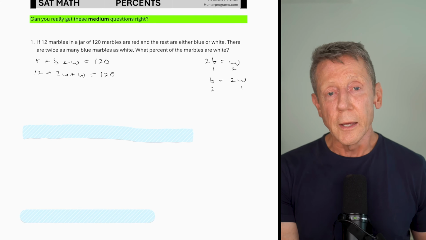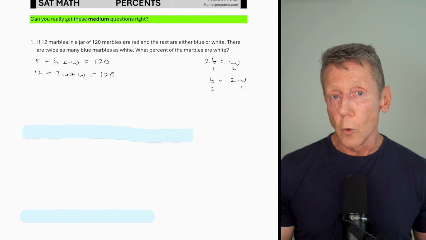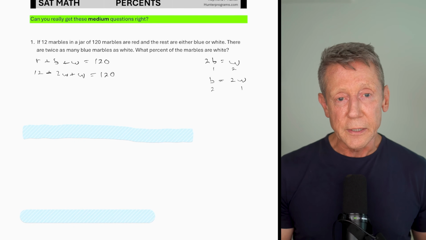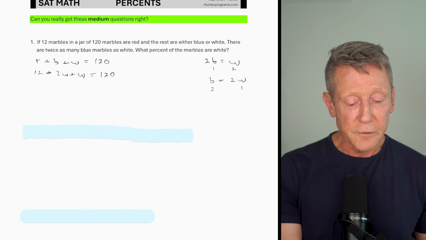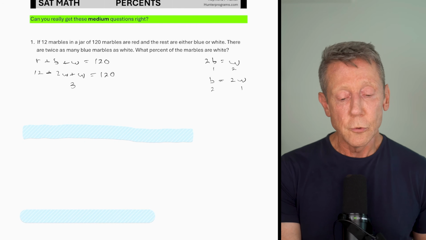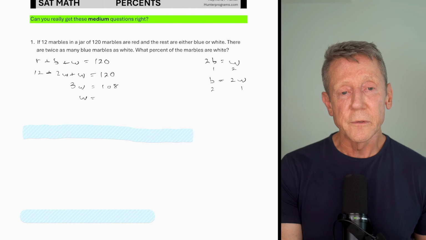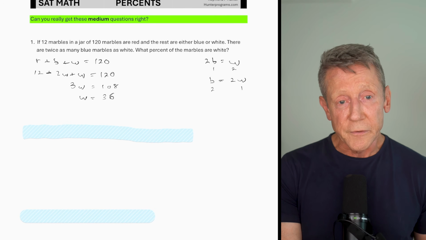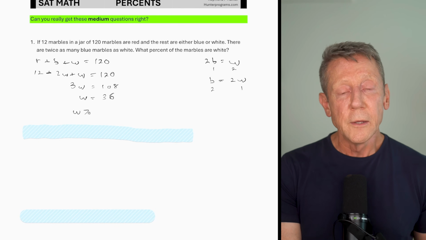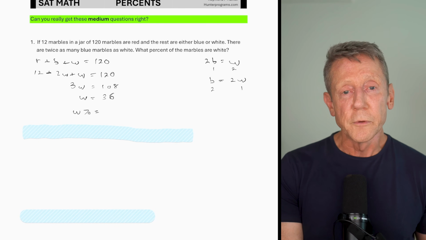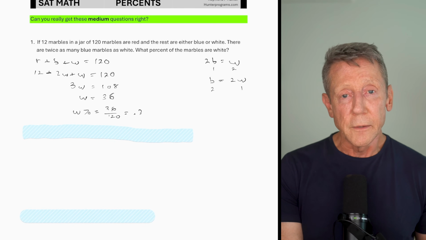Now, I look at what it's asking me to find, what percent of the marbles are white. So it looks like I want W anyway, so I didn't need to keep the B. It was okay to take it out and put the W in its place. Finishing it off, I add these up. I get 3W equals 108, divide by 3, get 36. And then writing it as a percent, because I'm reading the last sentence there and it wants to know what percent are white, I say W percent equals 36 over 120, which is 0.30, and that's the same thing as 30%.